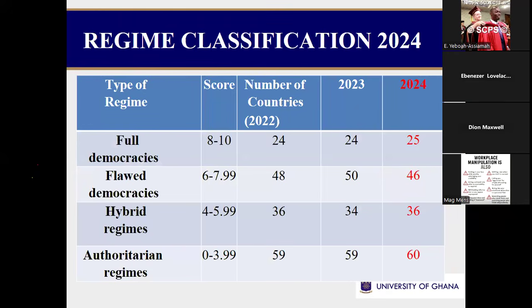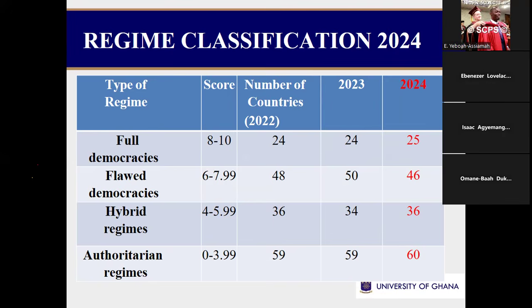Now, in 2022, there were 48 states. In 2023, the number shot to 50. But in 2024, the number reduced to 46. And the reduction, where did it go? I want somebody to tell me, where did the reduction go? They were 50 in 2023, but in 2024, the number was 46. Where do you think the reduction went to? Yes. Full democracies. Very good.